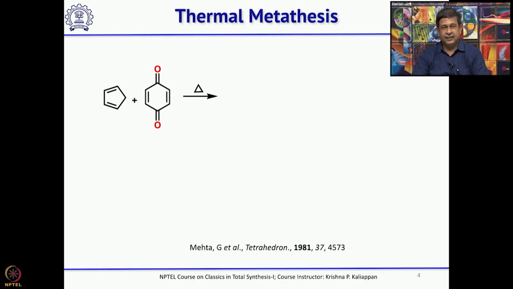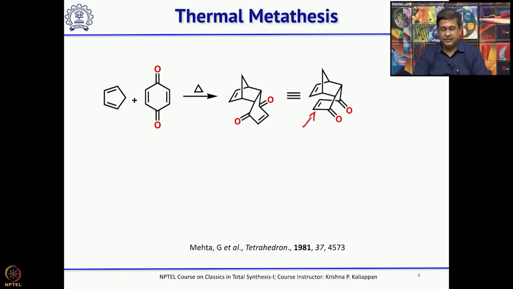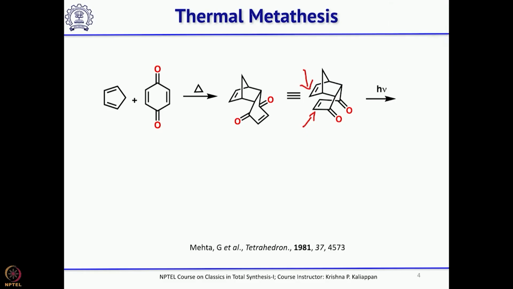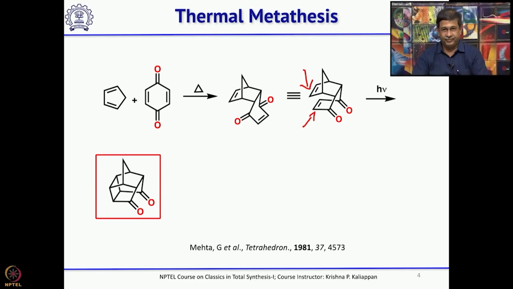First step is a 4+2 cycloaddition between cyclopentadiene and 1,4-benzoquinone to get this tricyclic compound. And this tricyclic compound, if you redraw like this, now you can see this double bond and this double bond are close to each other, and this upon photochemical reaction can undergo an intramolecular 2+2 photocycloaddition to give this highly strained compound. Basically, in 2 steps, one can get this highly strained compound.